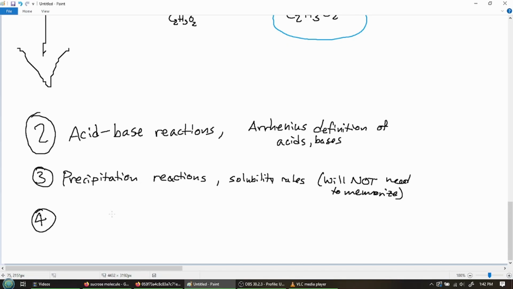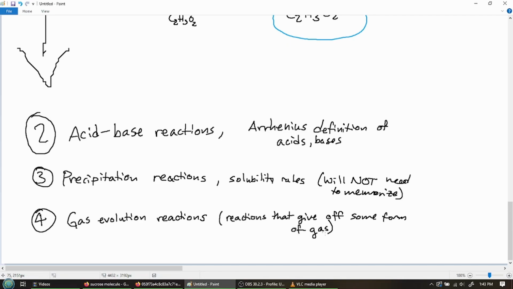Okay, and finally, the last bit of this lecture, which is also completely new stuff, we'll be talking about gas evolution reactions. So these are cases where when you mix two species, a gas will form. Sometimes you'll see that in the form of bubbles. And so we'll talk about a few examples of acid-base reactions that also produce a gas. So let's say this is reactions that give off some form of gas. Okay, well that's going to bring us to the end of this video.